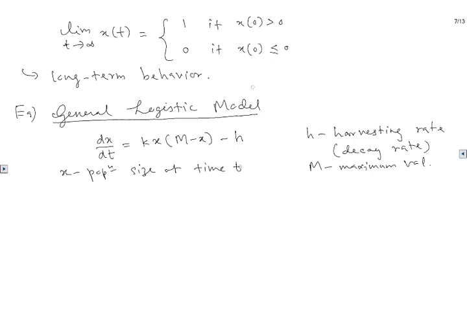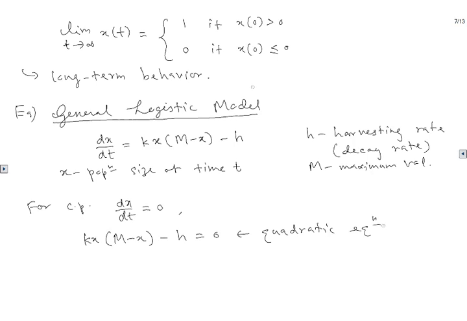So let's try to solve this. How to solve this kind of equation? We just follow the same routine work. We're going to start with the critical points. What we're going to do is set dx over dt equal to 0. That means you're going to get kx(m minus x) minus h equal to 0, and you can see that this is a quadratic equation.